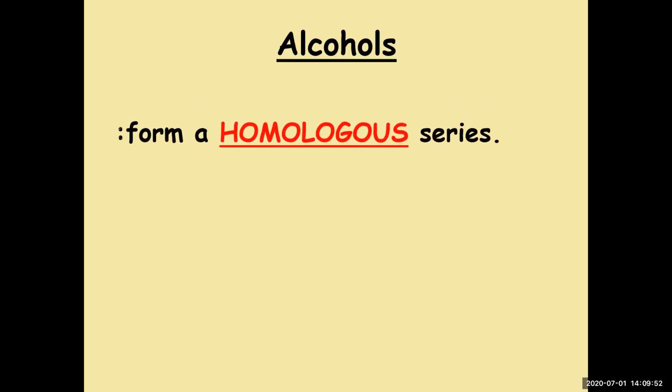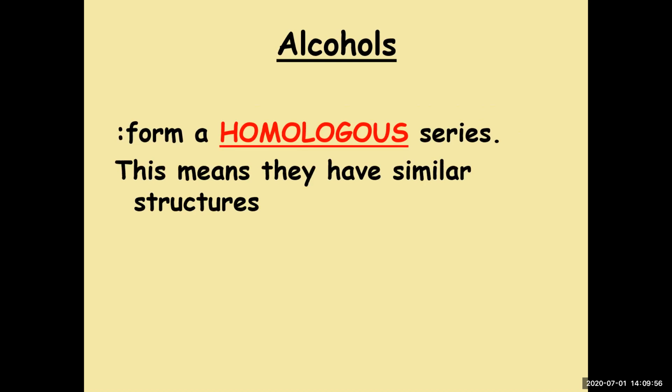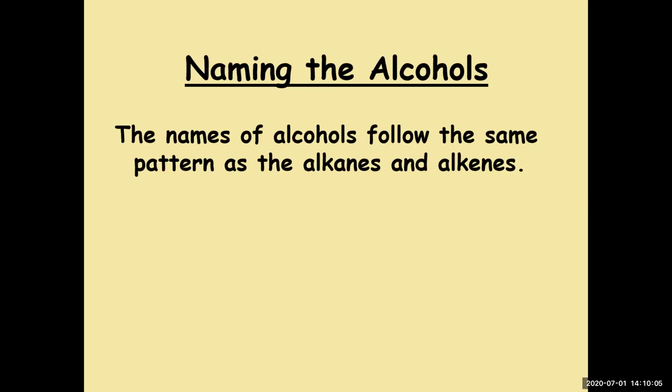They form a homologous series. This basically means they all have a similar structure. To name the alcohol, the beginning of the name comes from the number of carbons. So it follows the same pattern as alkanes and alkenes. So 1 carbon would be meth, 2 carbons would be eth, 3 carbons would be prop, and so on.